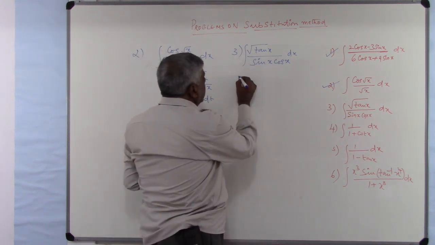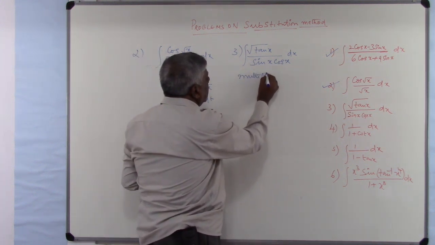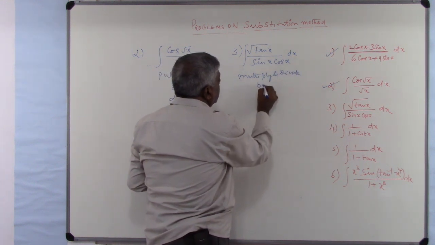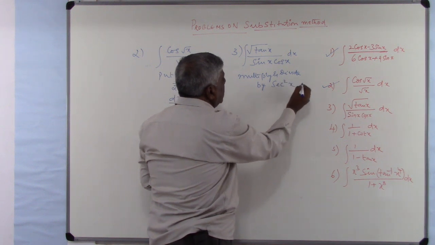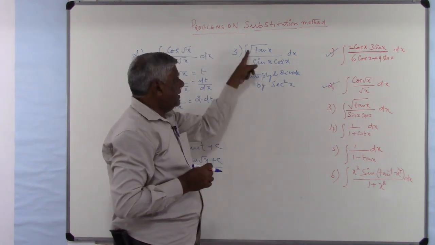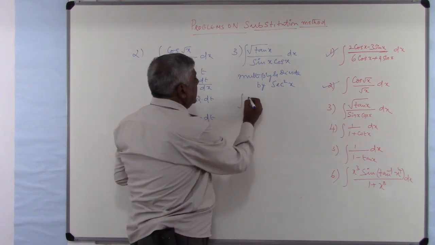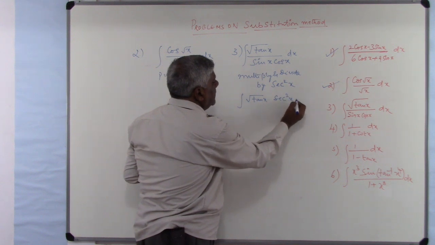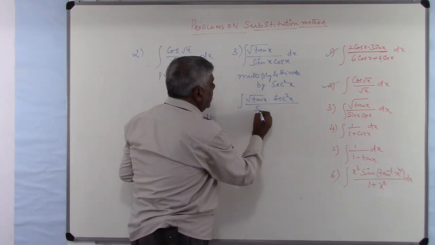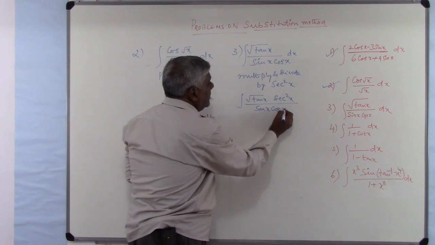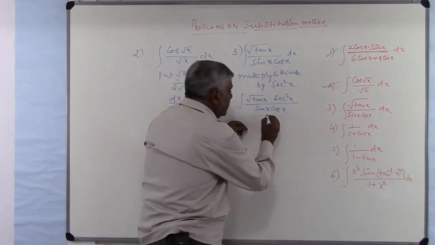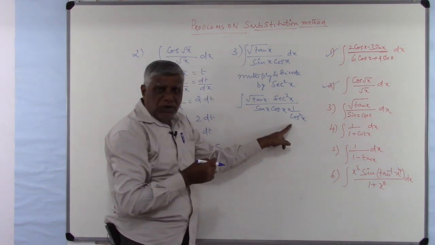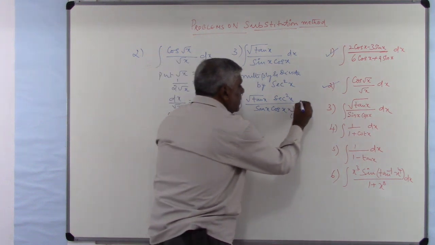Now here multiply and divide by secant square x. This adjustment we are going to do here. Integral root tan x secant square x divided by sin x cos x. Instead of secant square x, I will write 1 over cos square x, because 1 over cos square x is secant square x, into dx.